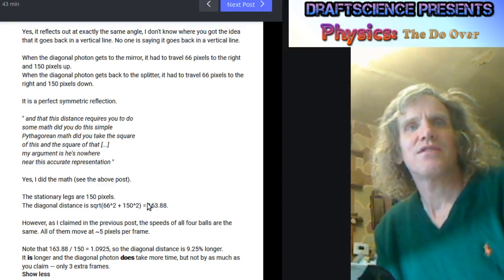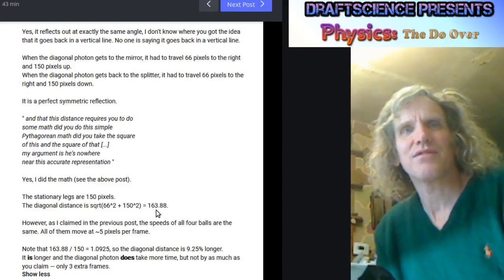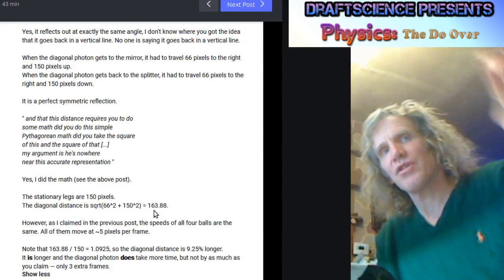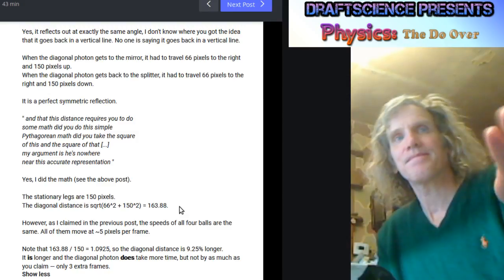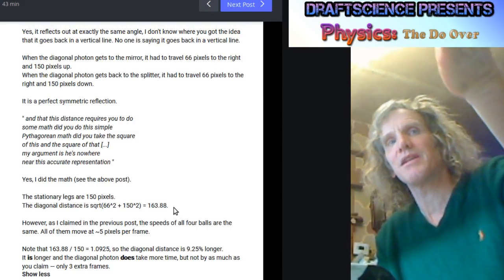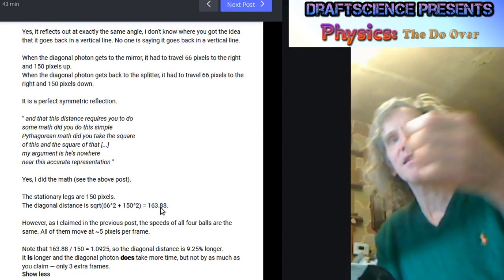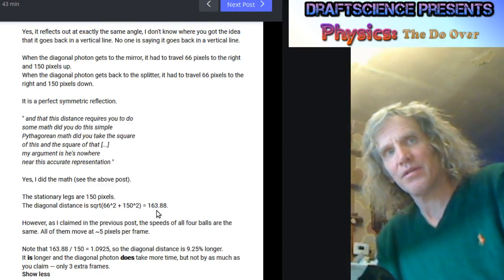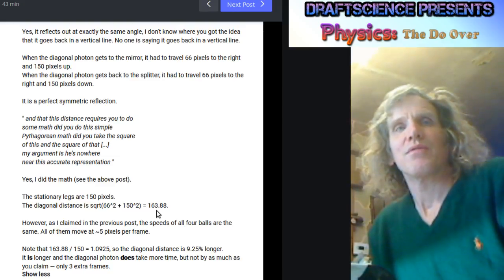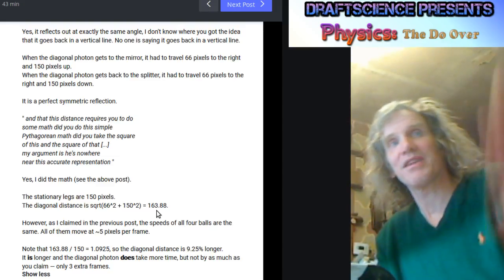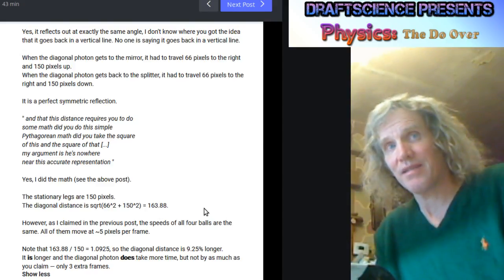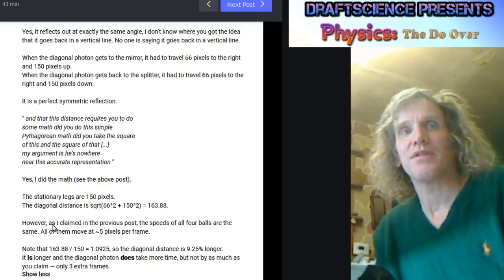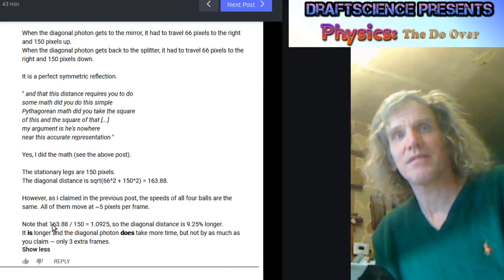Alright, so he says the stationary legs are 150 pixels. The diagonal distance is square. So it's 66 and 150. So let's understand that I don't know why he chose these numbers, but they're clearly not really great. So 150 represents the speed of light. The 66 represents the speed that the instrument's moving. So it's moving something less than 1/3, no, something more than 1/3. So like I said, 40% maybe, but I don't know, somebody's got to do that math. But it's nowhere near anything fun to work with in terms of numbers. So I don't know why he chose these numbers, but they're clearly not very friendly to make this more obvious.